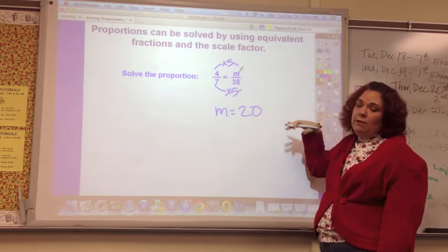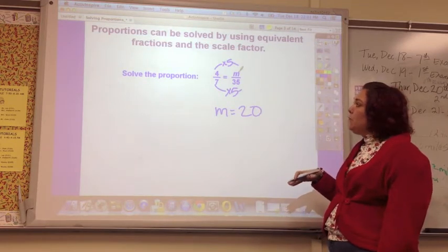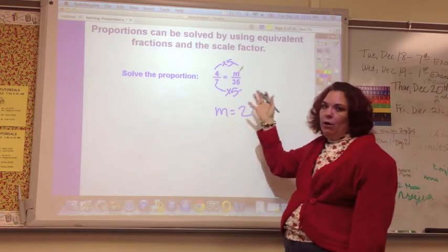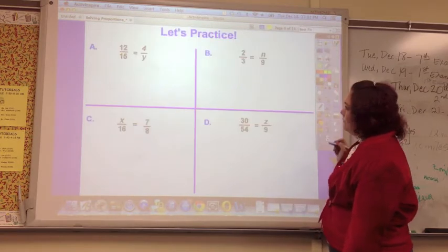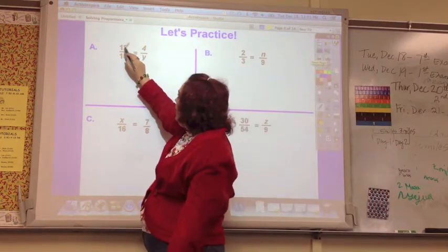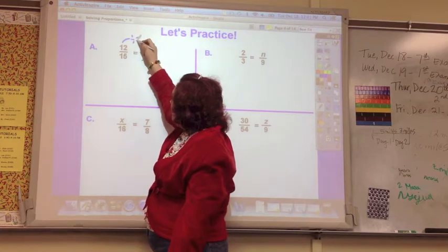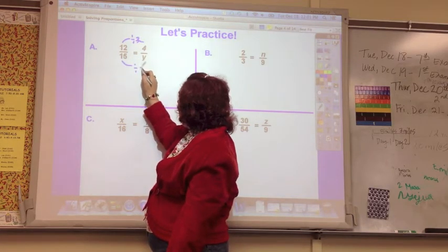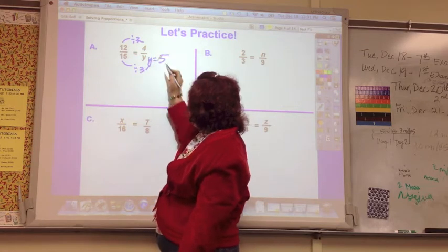Whenever you just see the numbers in absence of a word problem or an absence of labels, it's just asking you to make an equivalent. That's it. So here we go. Let's practice. So 12, how do you get from 12 to 4? You divide by 3. And so 15 divided by 3 is 5. So you can say y equals 5.